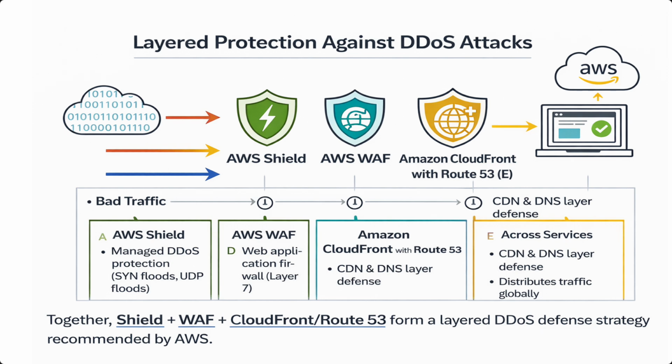Amazon CloudFront with Route 53 (E). These edge services distribute traffic globally and integrate with AWS Shield to absorb and mitigate large DDoS attacks close to the source, preventing them from overwhelming your origin servers. Together, Shield plus WAF, CloudFront and Route 53 form a layered DDoS defense strategy recommended by AWS.